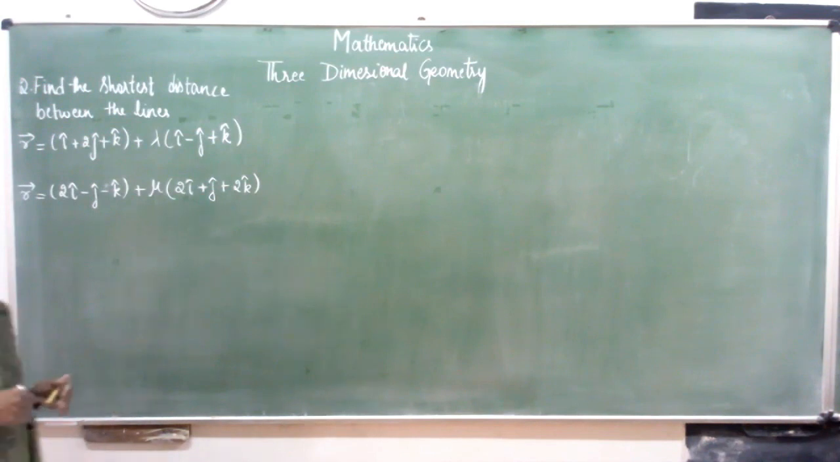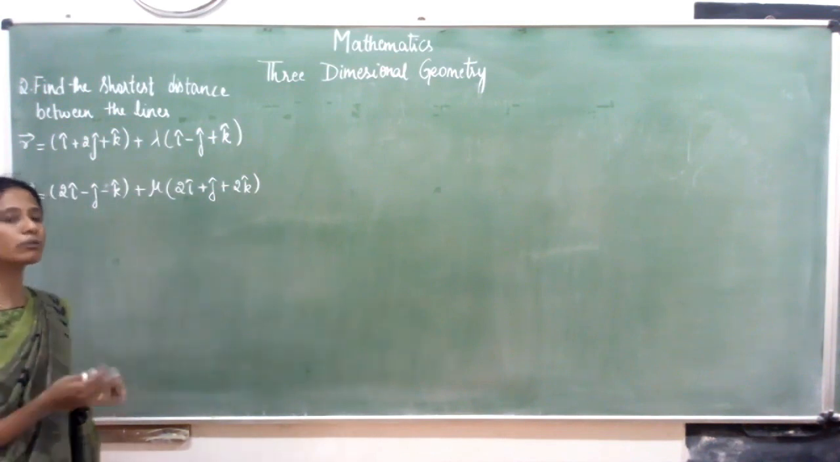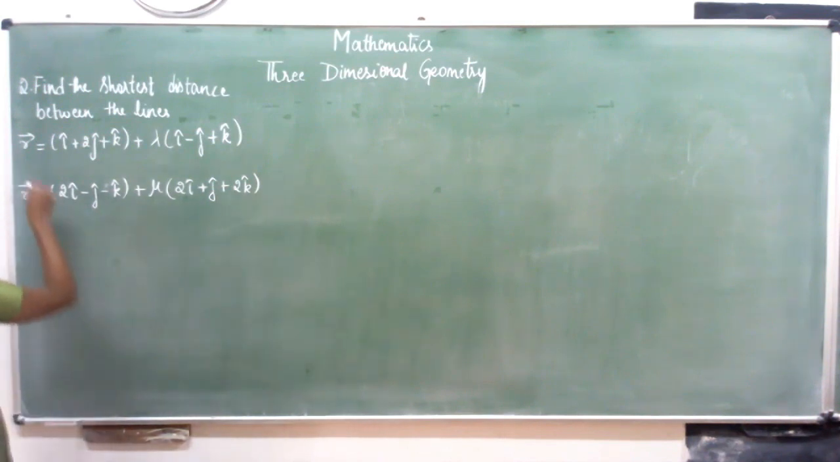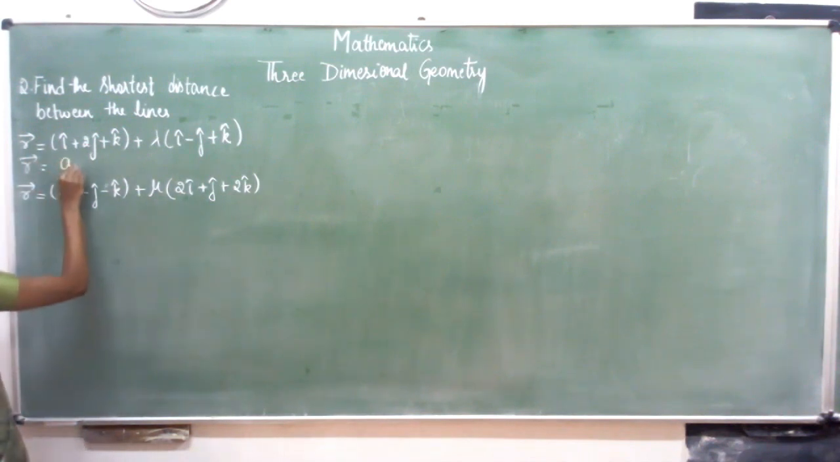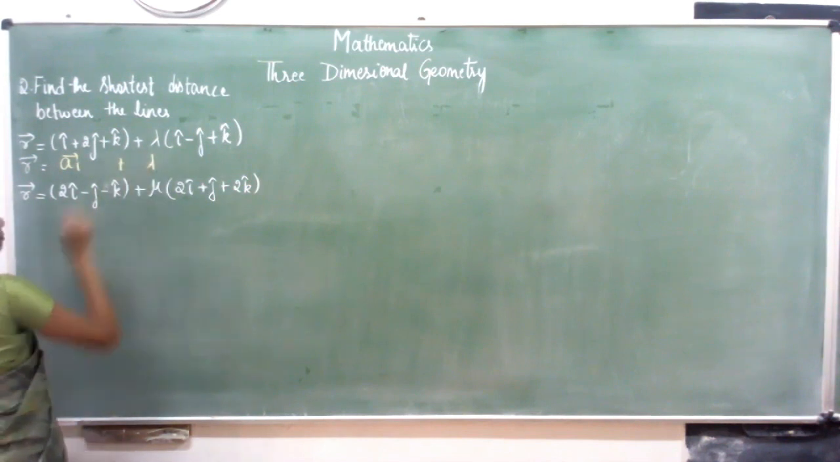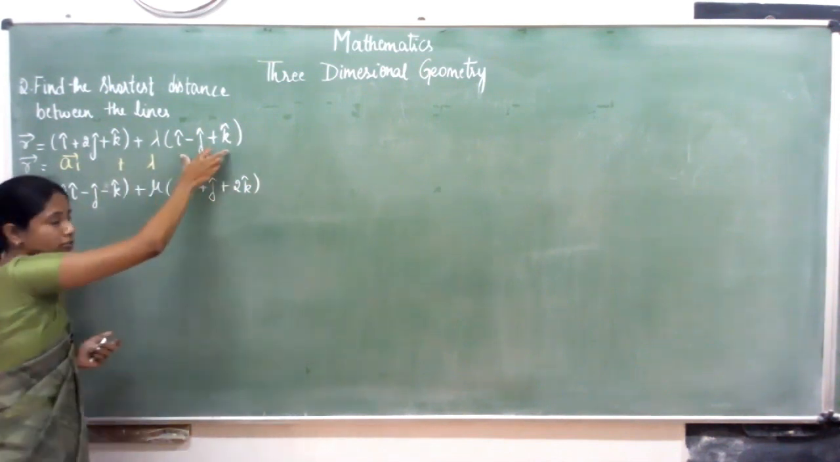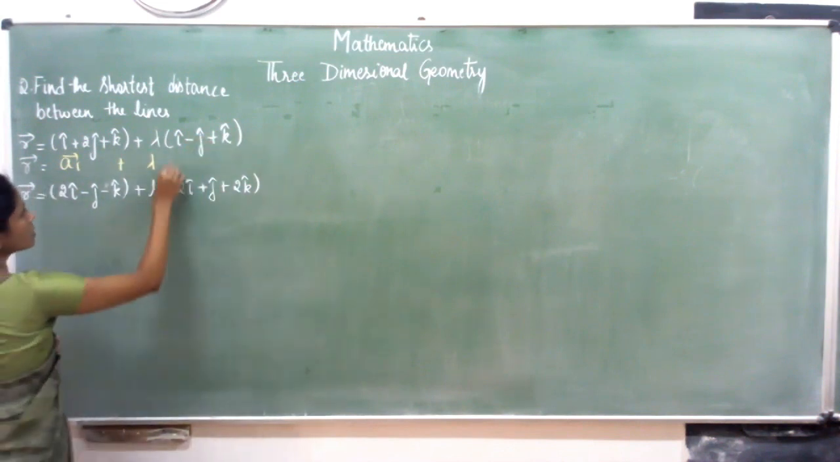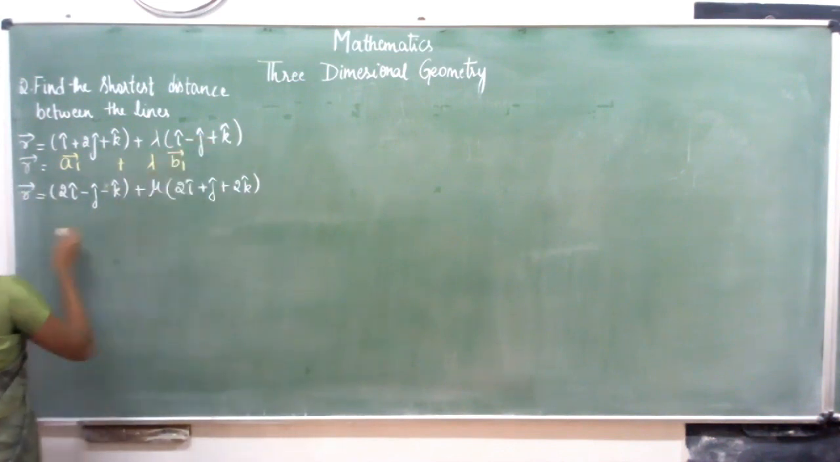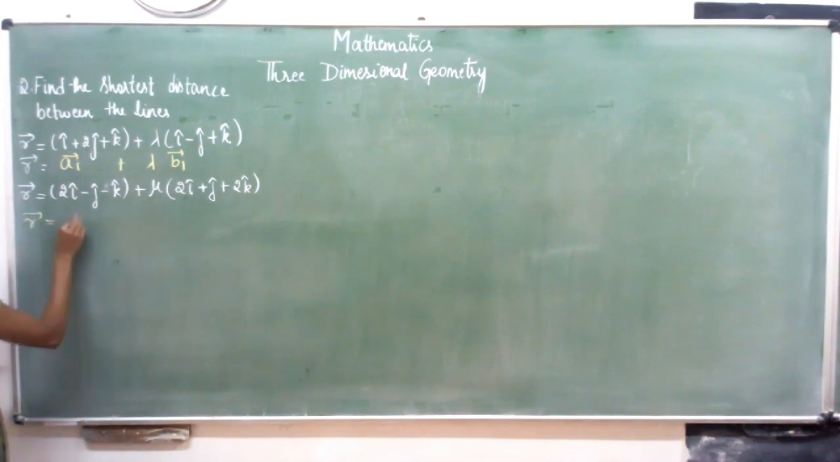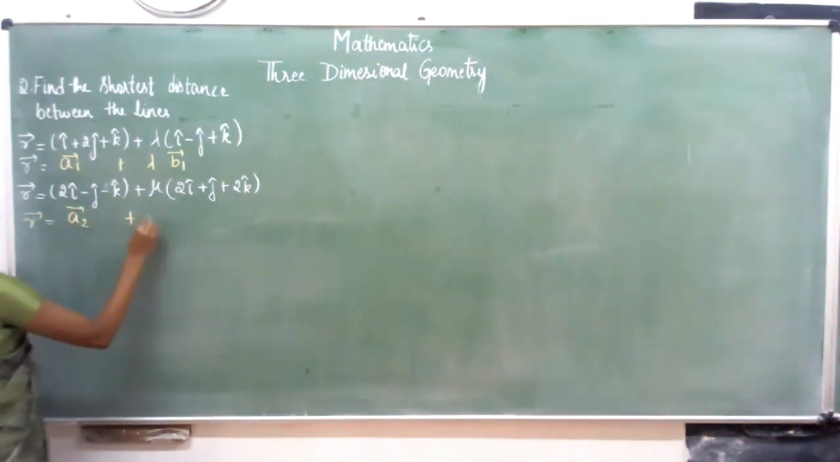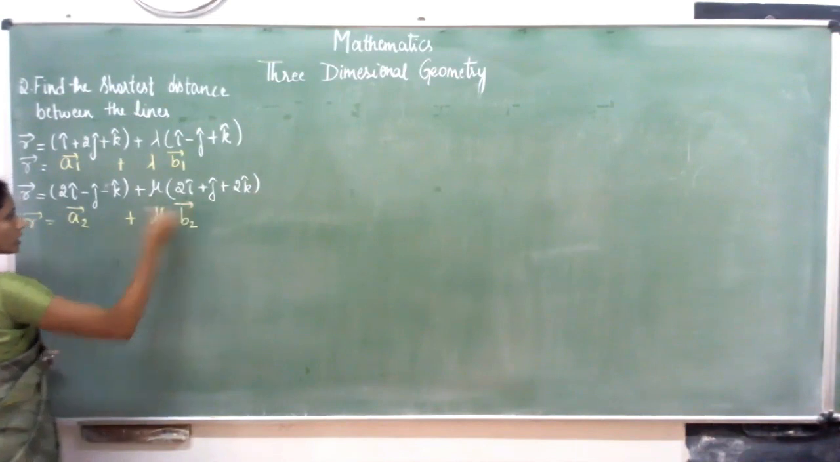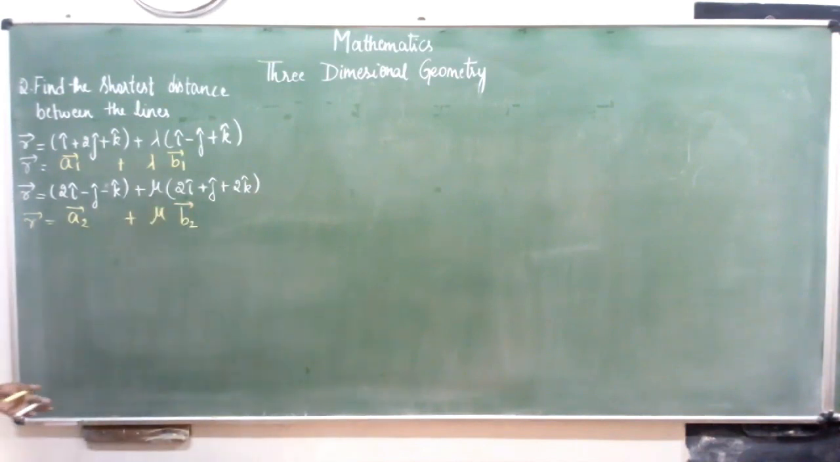So let us see whether these two lines are skew lines or parallel lines. First and foremost, the equation is given in the form of vector r is equal to vector a1 plus lambda times vector b1. And if you see the vector b2, they are two different vectors. The second equation is vector r is equal to vector a2 plus mu times vector b2. So from this, clearly we know that it is skew lines.